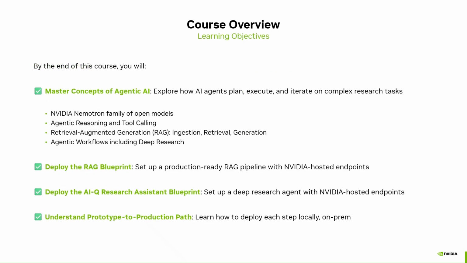By the end of this course, you will master the concepts behind agentic AI, namely how agents can plan, execute, and iterate on complex tasks, leveraging NVIDIA Nemotron models and agentic reasoning and tool calling capabilities. You will also successfully deploy the NVIDIA RAG blueprint, successfully deploy the NVIDIA IQ Research Assistant blueprint, and ultimately get a better understanding of the production pathway for agents that you build.